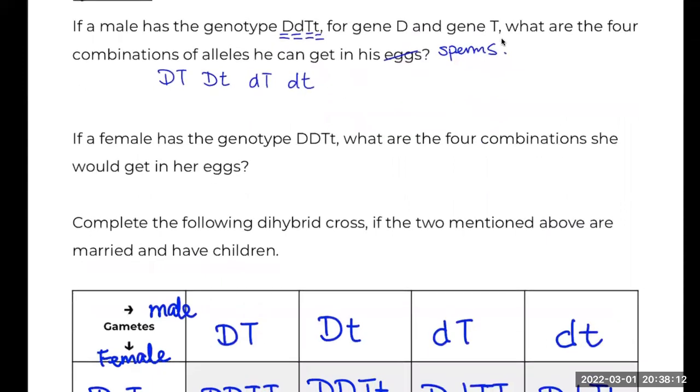Female, again. So second would be this. Third and fourth. All right. Now, complete the following dihybrid cross if these two mated and have children.